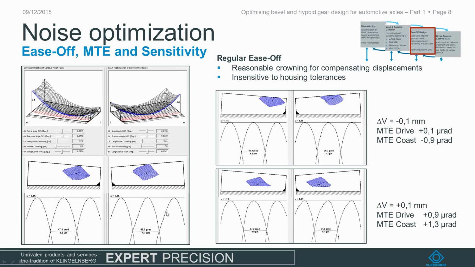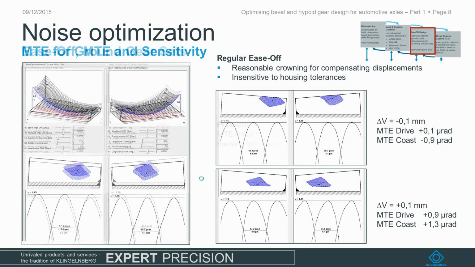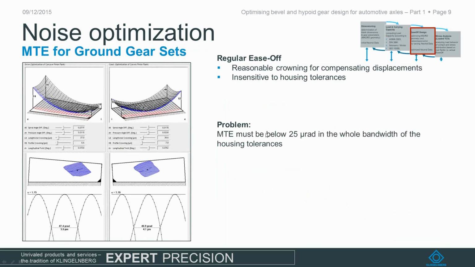But in general, due to the experience from the driving, we see that the noise behavior of this transmission is too high, and we have figured out that a good running behavior can be ensured if we have a transmission error in the range of 25 microradians.